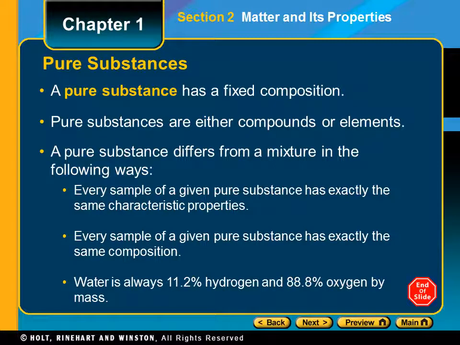What do we mean by composition? Water is always 11.2% hydrogen, 88.8% oxygen by mass. That's what we mean by same composition. Any water you get anywhere, we know it's a pure substance because when you do the math, if you test that sample, it will always have that composition.